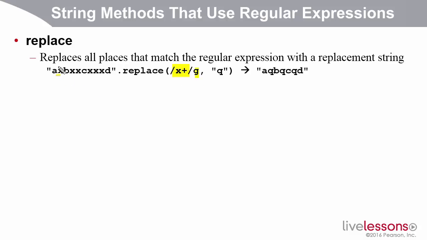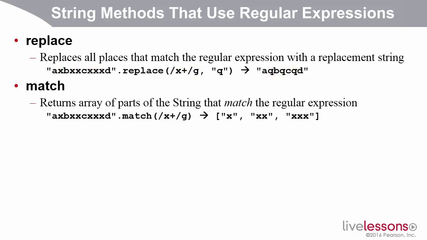So here's a place with one or more x. That should become a Q. If I didn't put the G at the end here, it would just replace that one and be finished. But because I said G, do it globally, here's another place with one or more x. And it replaces that with a Q. Here's another place with one or more x. So it replaces that with a Q. Okay, just a basic idea. We'll give more details shortly.